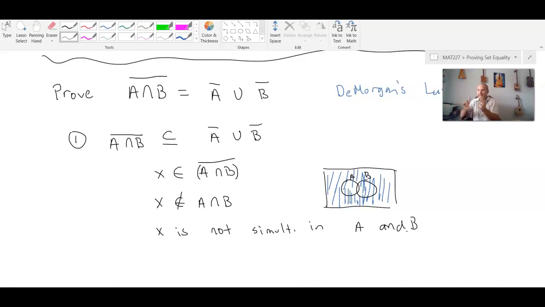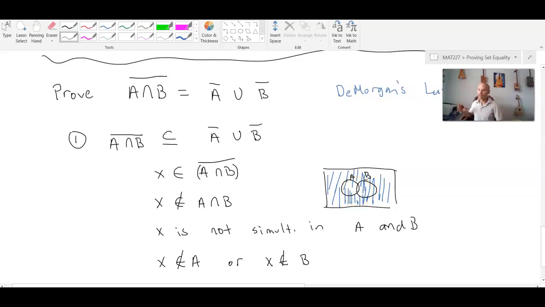Because if it's not simultaneously in both, it's clearly not in one or the other. So if it's not simultaneously in A and B, that means X is not in A or X is not in B. This is really the hardest part of this, to say logically what it means. The picture helps illustrate that a little bit: it's just not going to be in any place that A and B have in common.